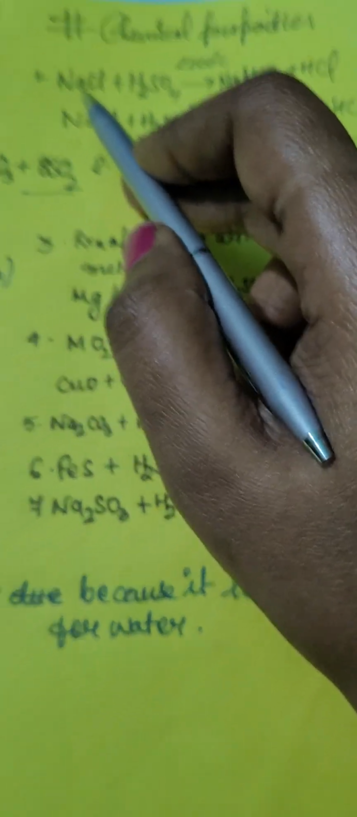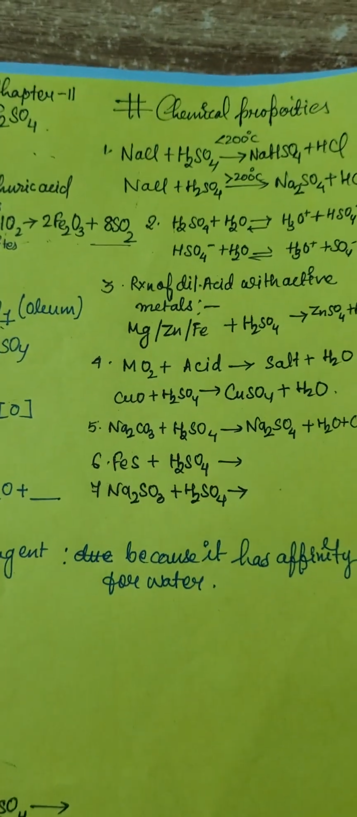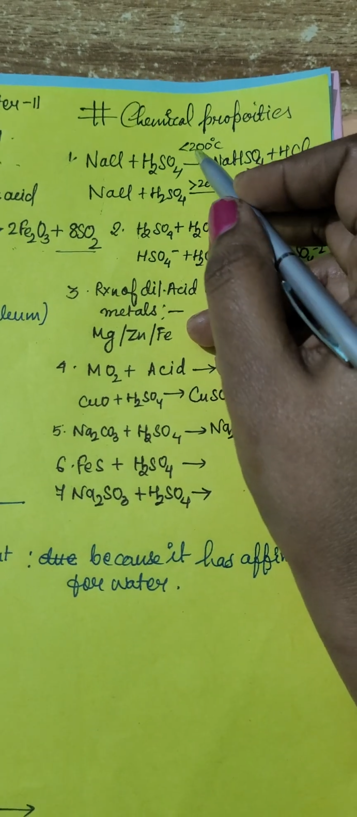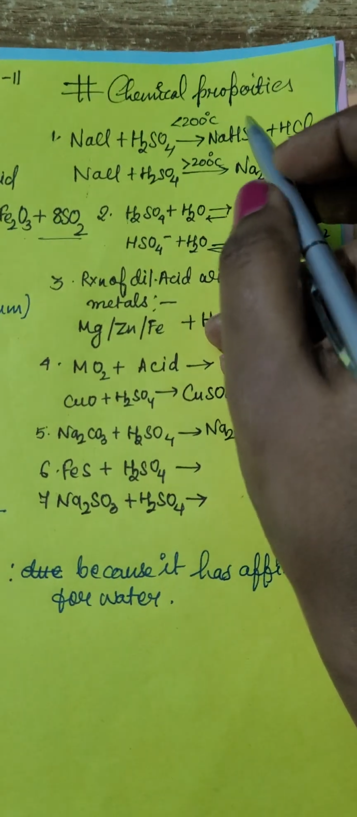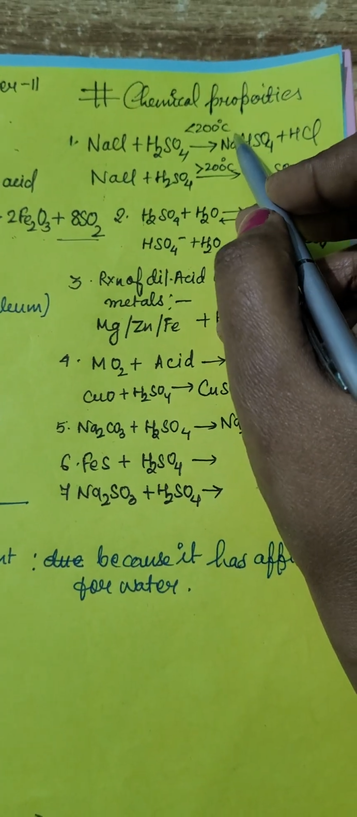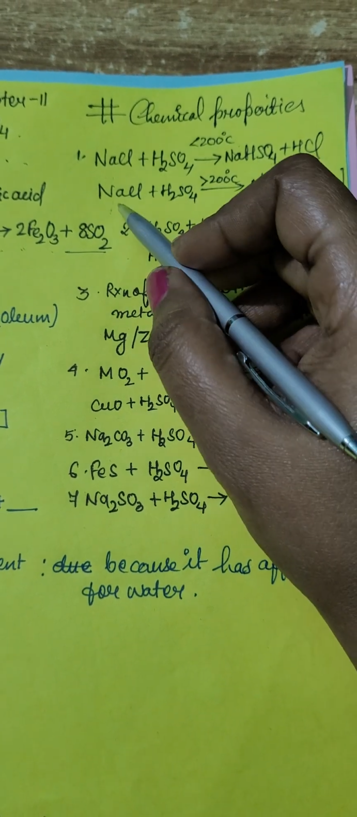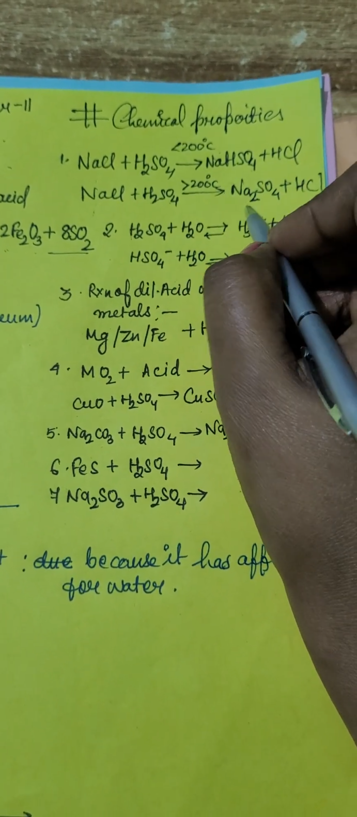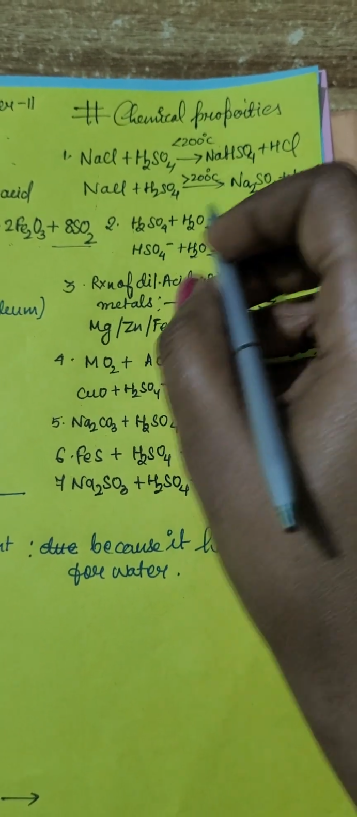Next we have the chemical properties. Now see, if you allow NaCl to react with H2SO4, you will get sodium bisulfate if the temperature is less than 200 degrees Celsius. Keep in mind here the temperature is less than 200 degrees Celsius, okay, and once you allow the same reaction to take place above 200 degrees Celsius, you get sodium sulfate and HCl gas.